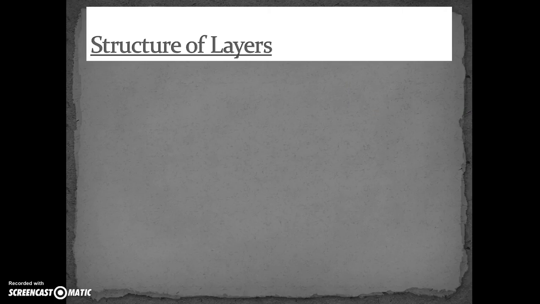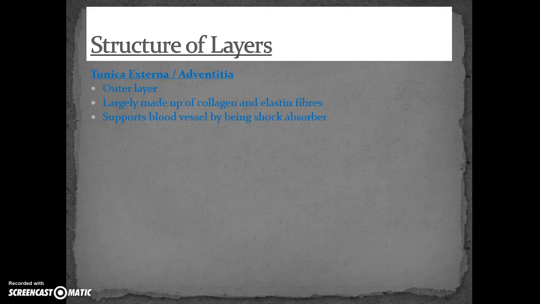Right, so there's three main structural layers to blood vessels. First one is the outer layer called the tunica externa. It's a very outer layer. It's largely made up of collagen and elastin fibers. This helps give it its strength. It supports the blood vessels and acts as a shock absorber. So just think about playing sport. If you get tackled in any sport, you need shock absorption there to allow the blood vessel to still work effectively.